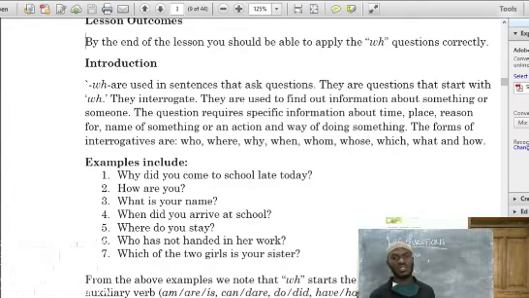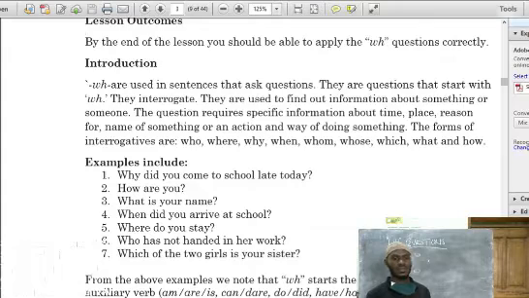They are used to find out information about something or someone. These WH questions are used to find out information about something, like a school, like an organization, like a chair, some other thing. Or someone, like Ali, like you, like your parents, like anyone. So these questions are used to find out information about something or someone.